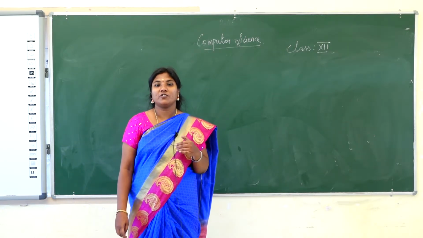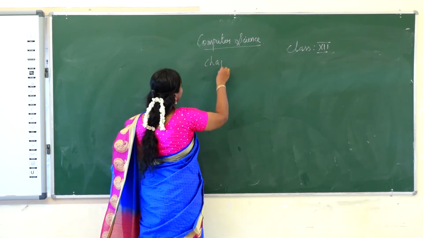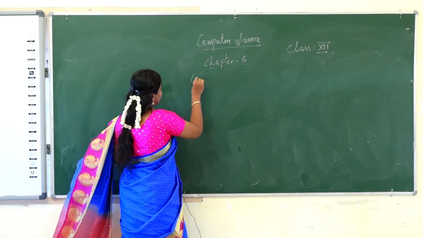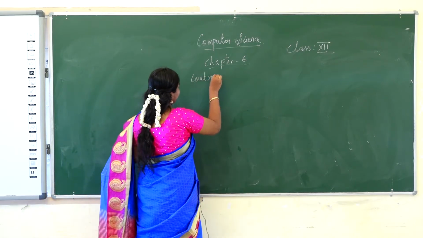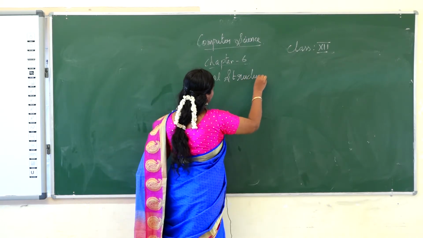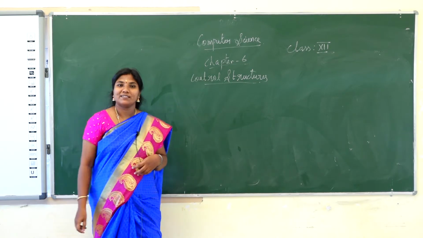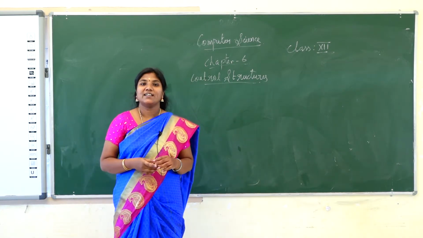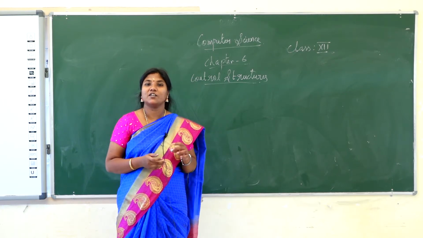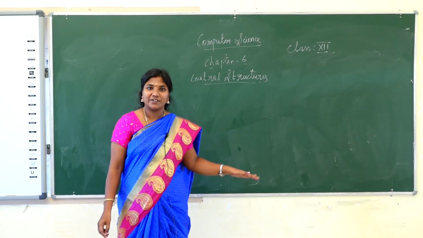So now we are going on to chapter 6. Okay, chapter 6, control structures. So what is the name of chapter 6? Control structures. In the 11th standard you have learnt in the C++ language about the control structures, the looping statements, everything. The same thing you will be learning in the Python language also.